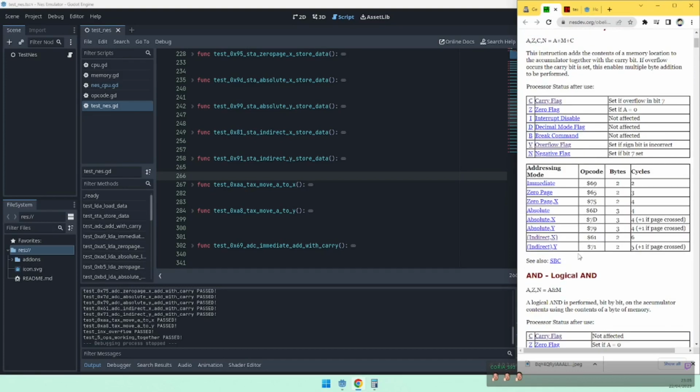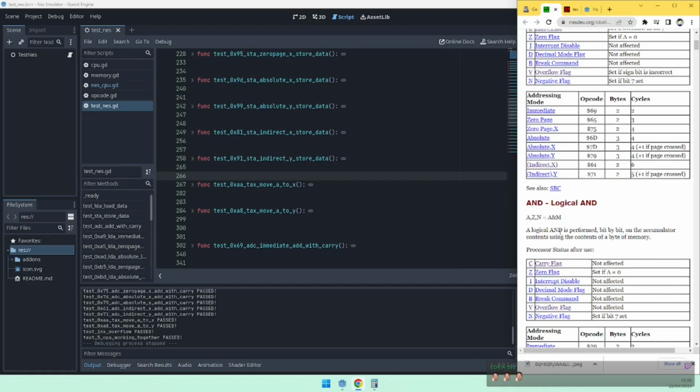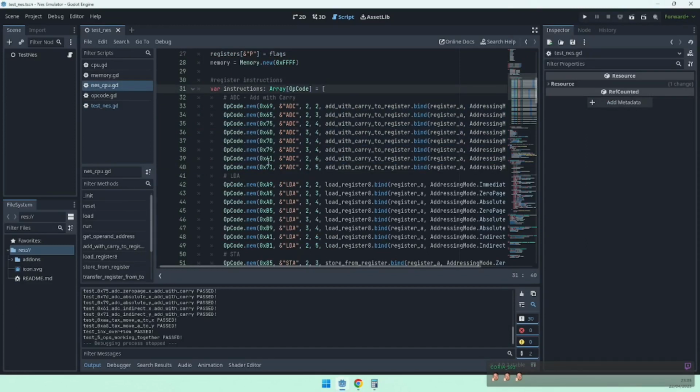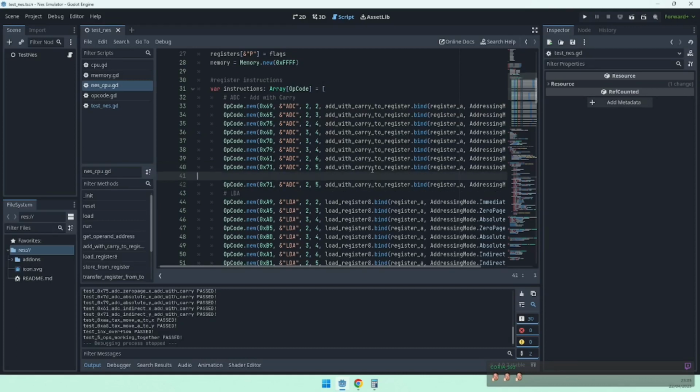So the AND instruction. So this is a logical AND. A logical AND performed bit by bit. So this one is easy, and it affects the accumulator, zero and negative. So it's very easy to do and test. So let's duplicate, delete, and operation.